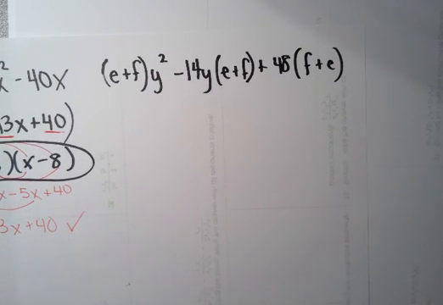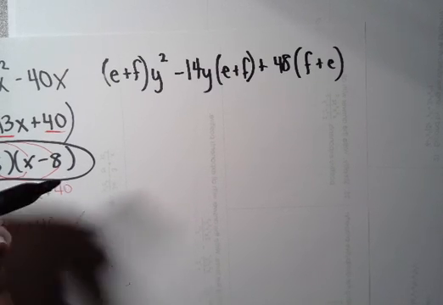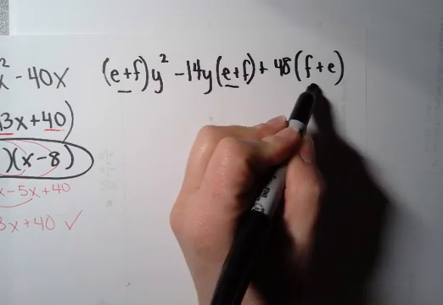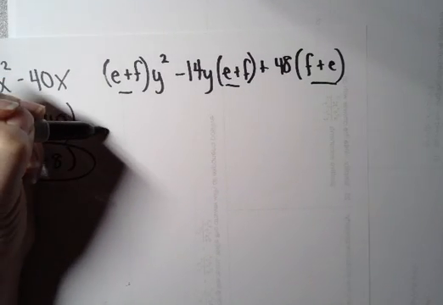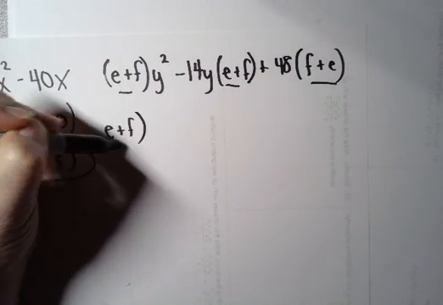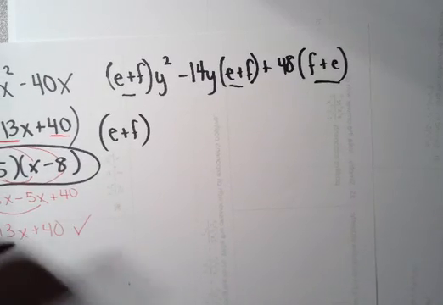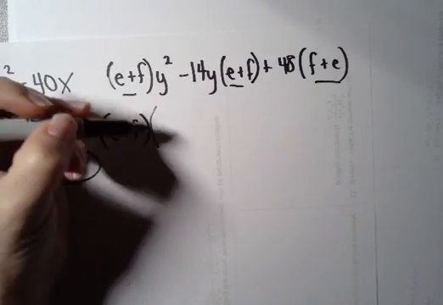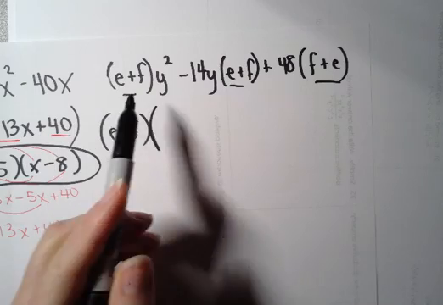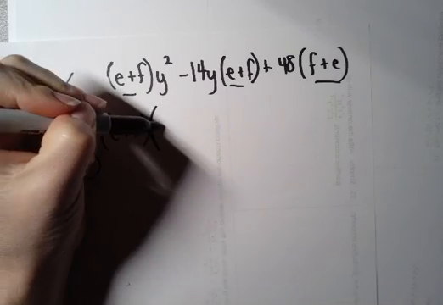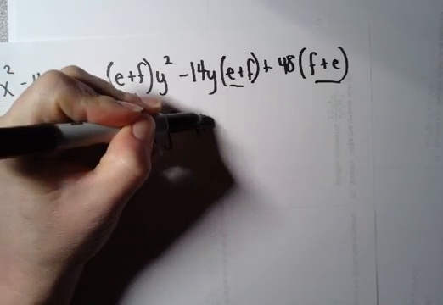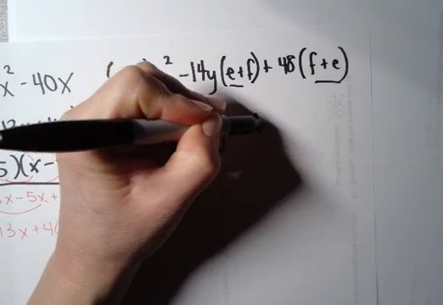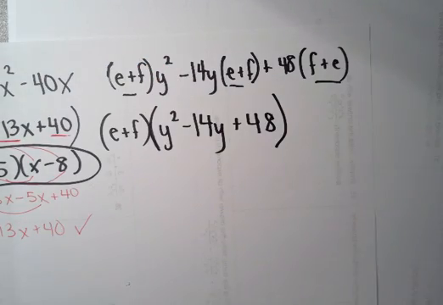And so since everything has that, we can divide each term by that, or we can factor out e plus f. So e plus f, f plus e, same thing. We can take out the e plus f and put it outside. And now we're going to write down what's left over. So after I've divided by e plus f, I have y squared minus 14y plus 48. So now I have a regular trinomial that's pretty easy to factor.